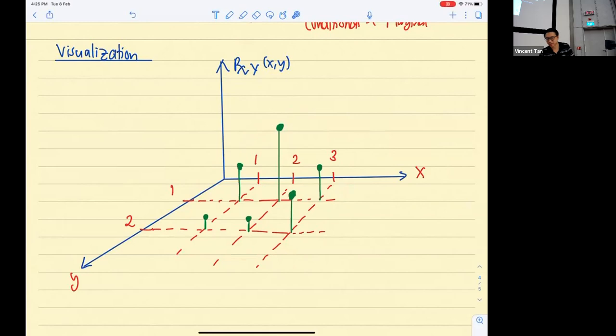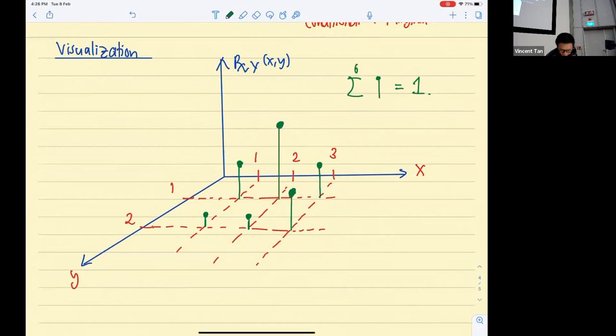Oh, my drawing is not bad. Thank you very much. Oh, this makes me feel so good. So the sum of the heights of all these stumps must add up to 1. And there are 6 of them.